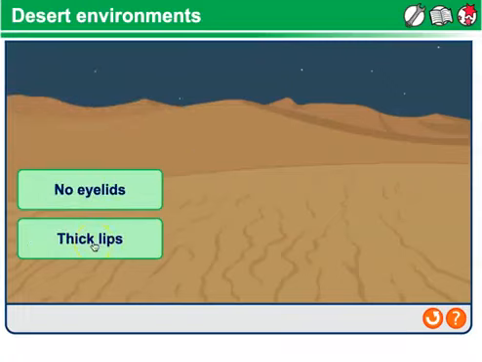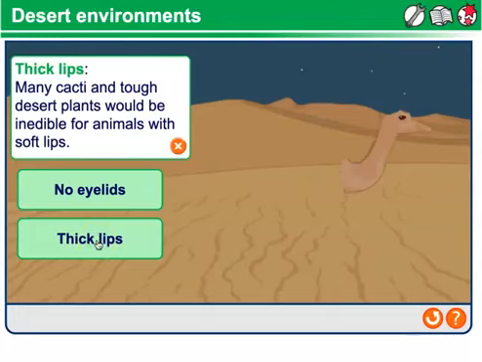I think having thick lips may be important as well, comparative to having no eyelids, because I think of things like dust storms. And I think having the ability to really close your eyes and your lips is going to be important. Also, things like cacti in the desert environment are extremely hard to eat. And so having those thick lips would allow for the animal to eat food in its environment a little bit better.